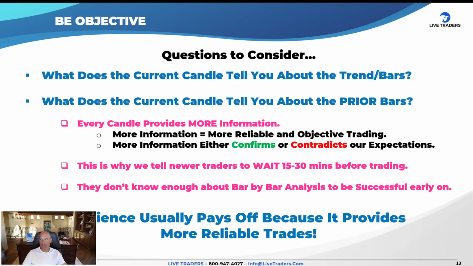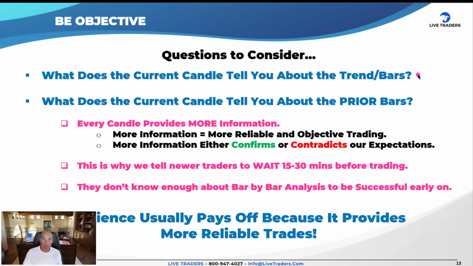So, questions to consider. What does the current candle tell you about the trend or the bars? What does the current candle tell you about the prior bars? When I'm talking about the current candle, this can be used at any point, anywhere on the chart, okay? But I am specifically talking about upon entry. That's what I mean when I say, what does the current candle tell you about the trend?